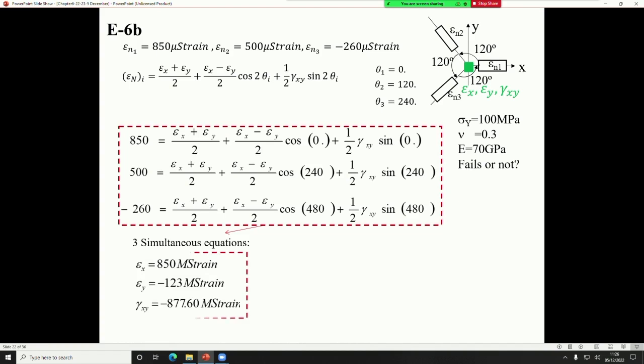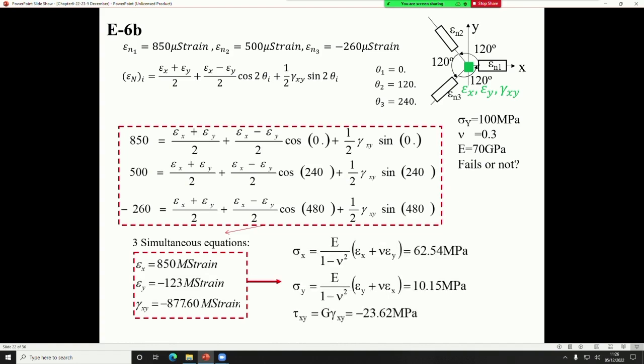This is slightly harder than the other one because the other one was on the x-axis, so epsilon x was equal to epsilon m1. Now we've got the three strain components. Using the constitutive equations, we find the stress components, very similar to what we did earlier.